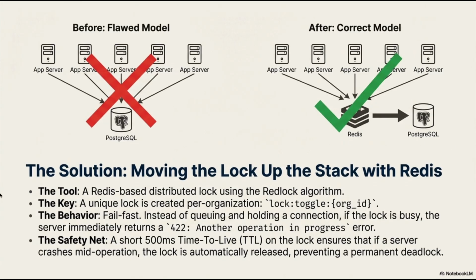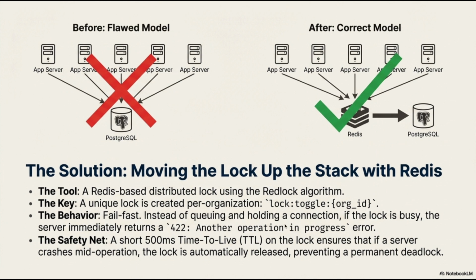Then we went ahead with the next approach, which is moving the lock up the stack with Redis. A Redis-based distributed lock using the Redlock algorithm. A unique lock is created per organization, so we created a key-value pair. The key will be the Redis lock and the value will be this. The behavior: it fails fast.